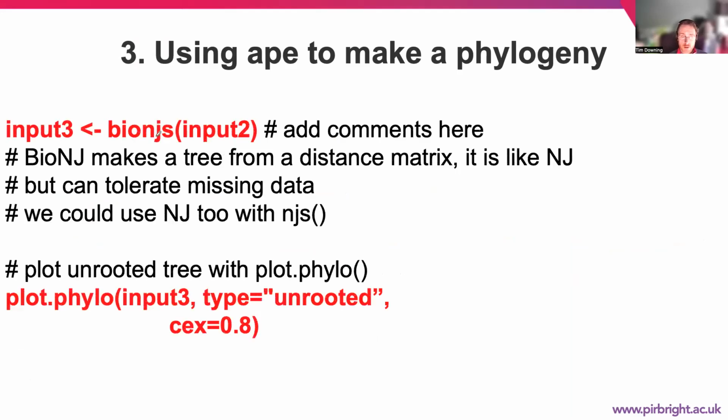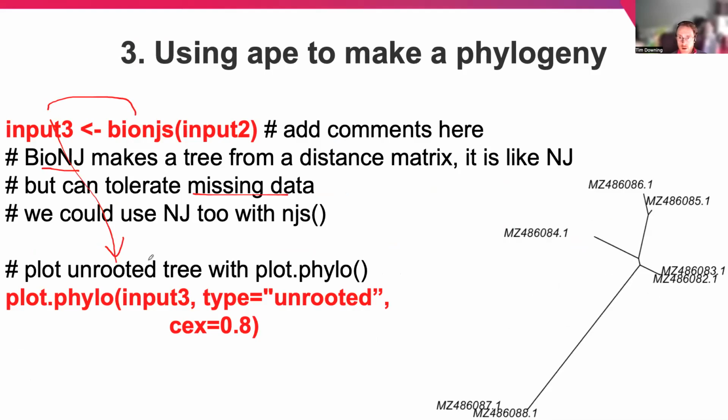So we're going to use a variation of the NJ algorithm known as bionj, or the function bionj that comes from the BioNJ algorithm. This can tolerate missing data. So we put that into input 3 that we can send down here to plot. So here we can create our own rooted plot. So you can see the relative similarity. We have sequences 4, 6, 5 clustered together, 2 and 3, and then 7 and 8 are down here.